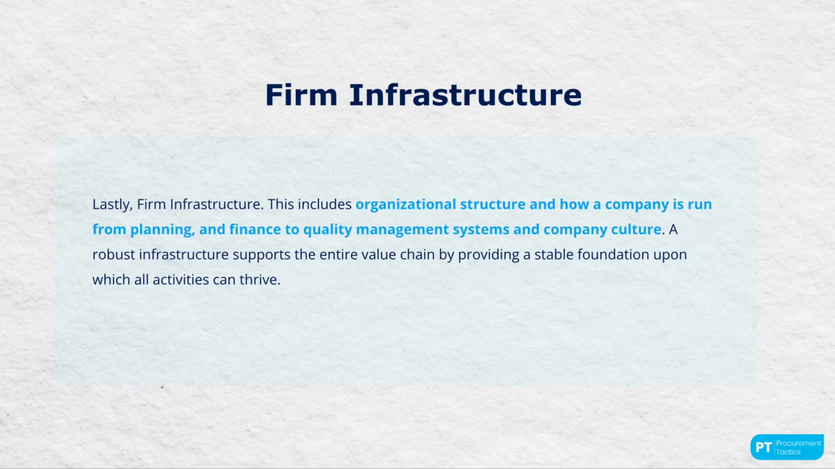Lastly, firm infrastructure. This includes organizational structure and how a company is run, from planning and finance to quality management systems and company culture. A robust infrastructure supports the entire value chain by providing a stable foundation upon which all activities can thrive.